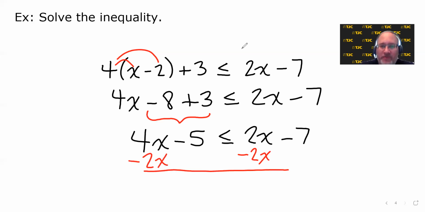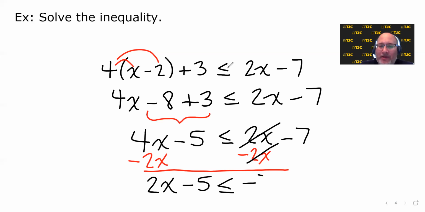And as a consequence of that move, on the left, 4x minus 2x is 2x. We still have the minus 5, less than or equal to. On the right, the 2x's cancel, and now we have a negative 7. Let's move this to the next page and continue.